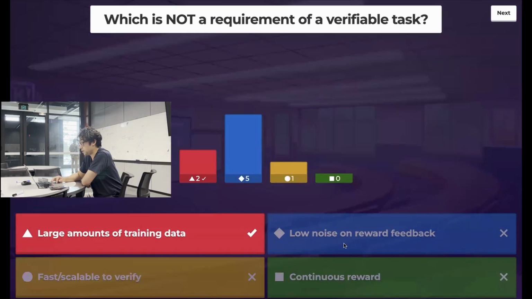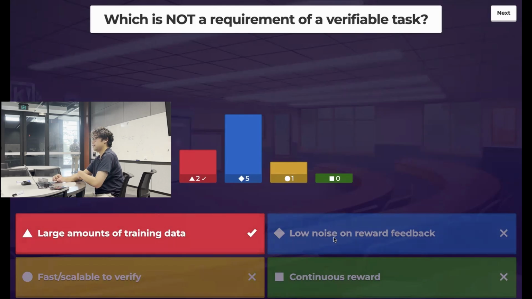Okay, actually most people got this wrong. With a verifiable task, there are a couple of requirements you need to meet. The answer is that you don't need large amounts of training data, but you do need low noise on reward feedback, so it's not very noisy to find out if you're doing something right or not. You need verification to be very fast and scalable. And then you need a continuous reward as well. All three of these are required for verifiable tasks, but large amounts of training data is not required. As long as you have these three, you can get by with small amounts of training data.